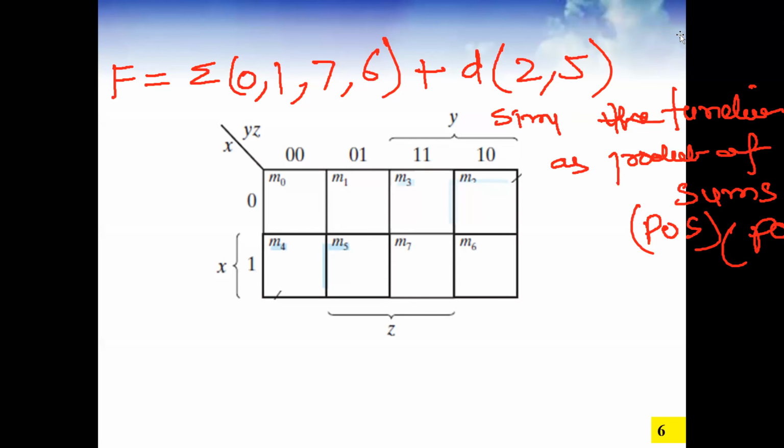So if you want to solve this given function, which is in sum of minterms, as a product of sums, what do we need to do? First, we need to have the maxterms. Do you know how to find the maxterms from the given function? Please tell me, how can I find the maxterms? Sigma will be replaced by pi first of all, right guys? Sigma will be replaced by the pi.